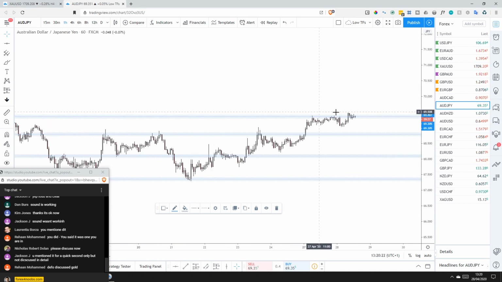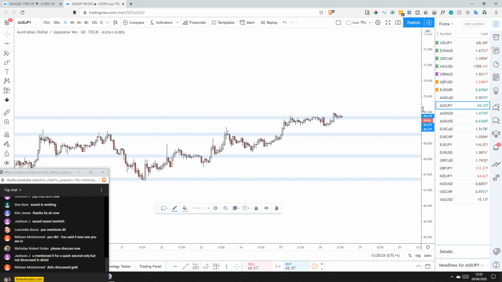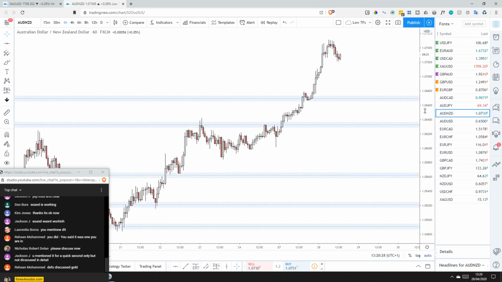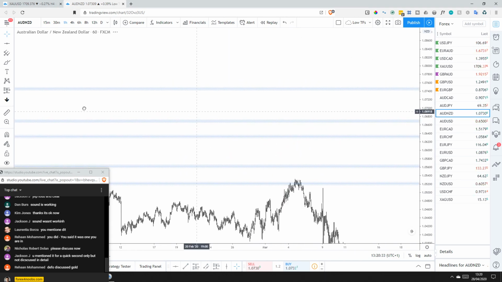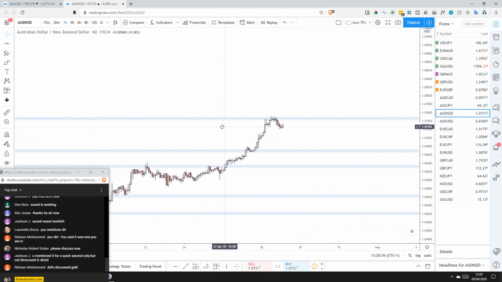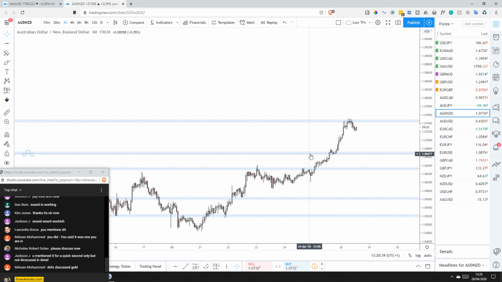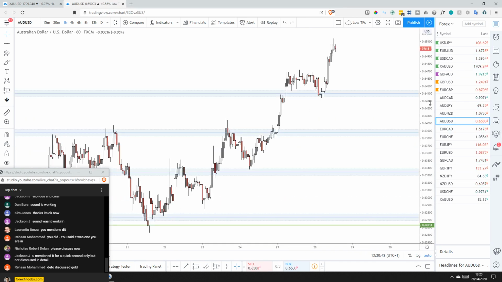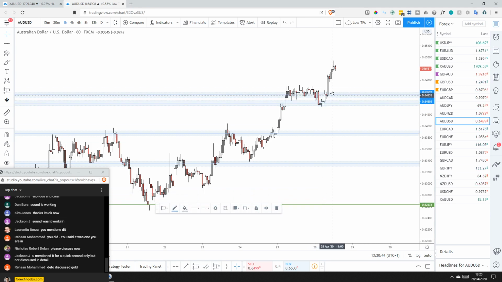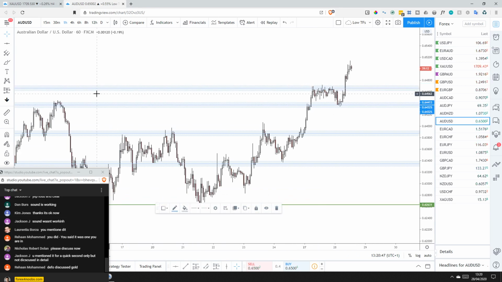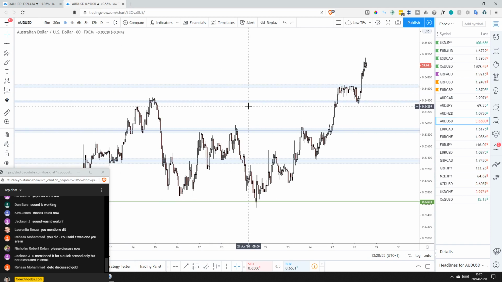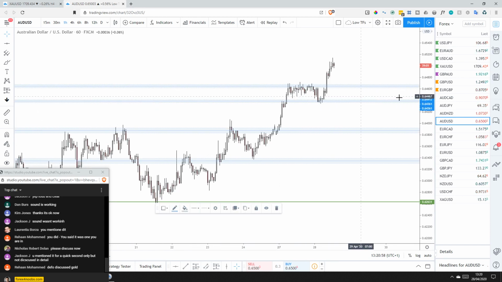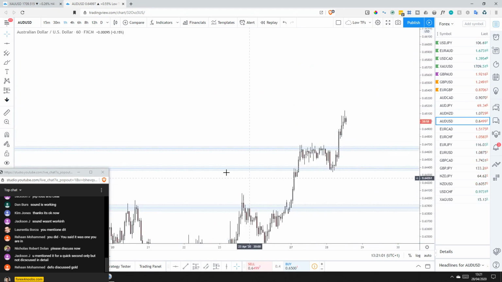Now, this one doesn't look too good, but if you wanted to be in this, you would have already been in it. It's a bit late now. Don't really see much here either. Yeah, I guess these areas make a bit of sense. They're not the best support resistance areas.